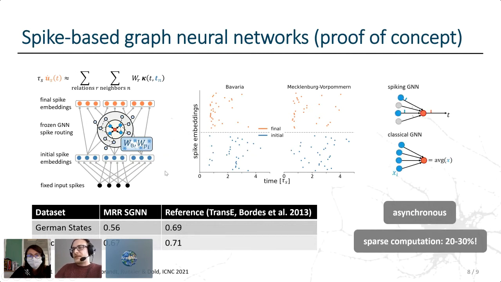And this also means that not all of these spike times here in the initial layer are needed to update or to get the final spike embeddings. So it's a pretty sparse computation, which I think is a very nice and cool feature here.